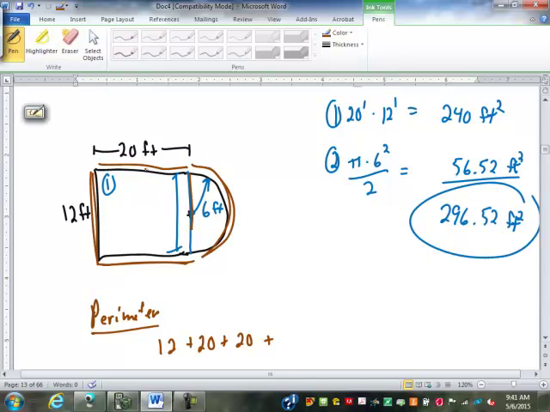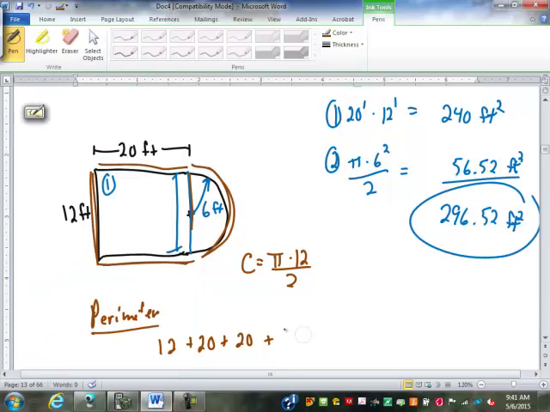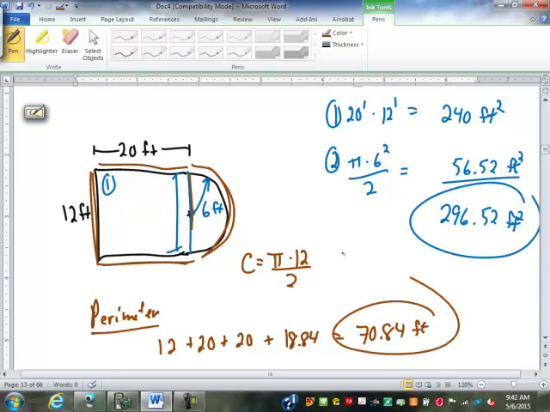How's that curve going to be? Well, it's going to be the circumference of the circle, which is pi times the diameter, pi times 12. That's going to be divided by 2 because it's only half. So it's 3.14 times 12 divided by 2, 18.84. That adds up to 70.84 feet. That is our perimeter. What do you think?